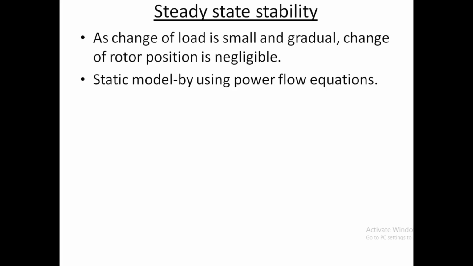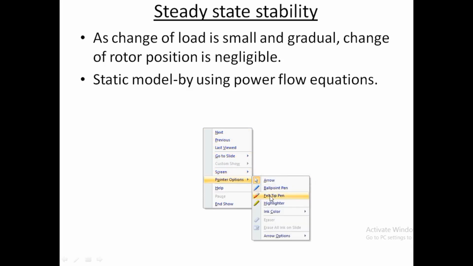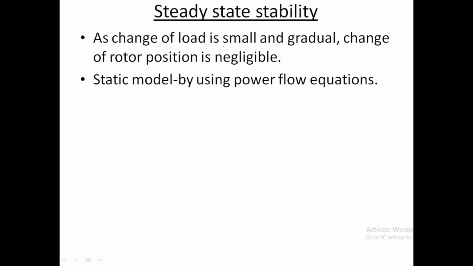Those things we are checking in the stability analysis. And there are 3 types of stability. One is steady state stability, another is transient stability, and the third is dynamic stability. This is the first classification, steady state stability. In the case of steady state stability, the change of load will be very small and gradual. These points are very important. The load change is very small and gradual.